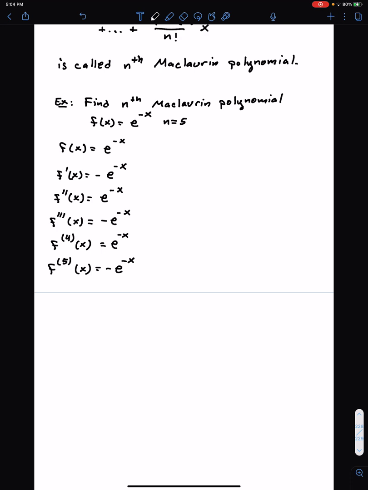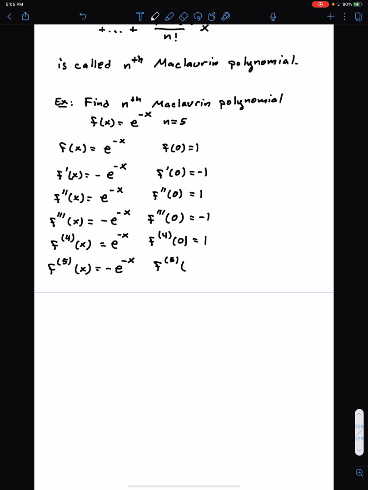When x is equal to 0, f of 0 is 1, f prime of 0 is negative 1, f double prime of 0 is 1, and I'm plugging in 0 since it's a Maclaurin polynomial, which means the center is at 0. F triple prime at 0 is negative 1. The fourth derivative at 0 is positive 1. Then the fifth derivative at 0 is negative 1.